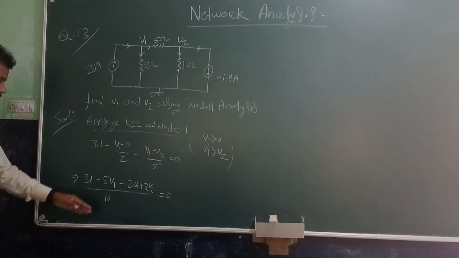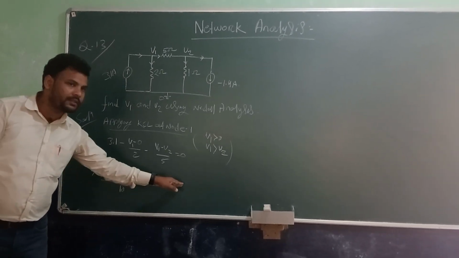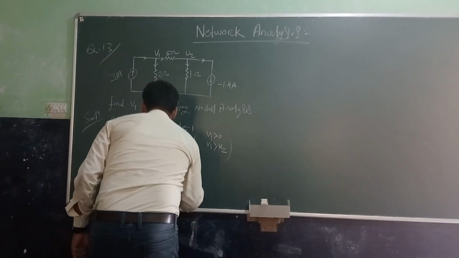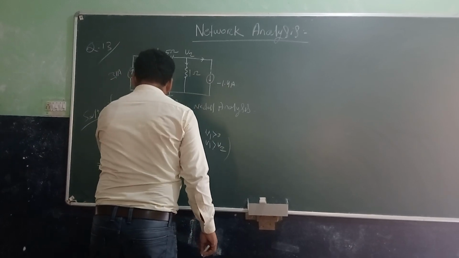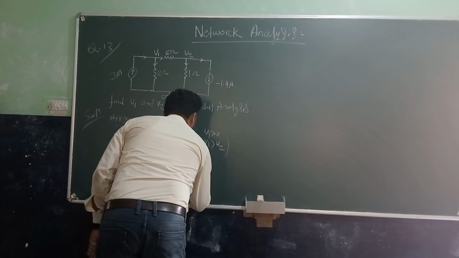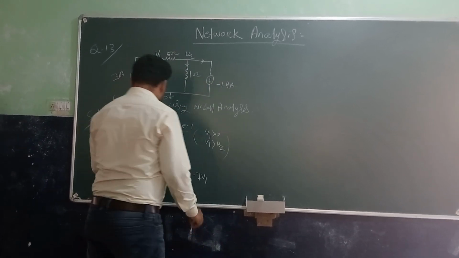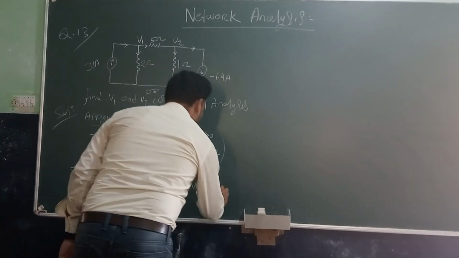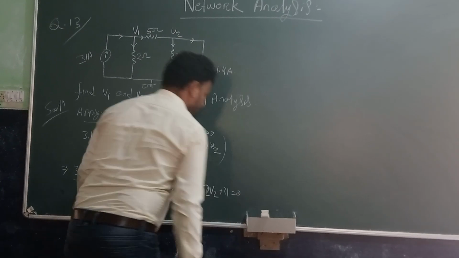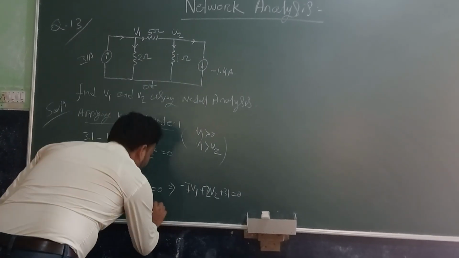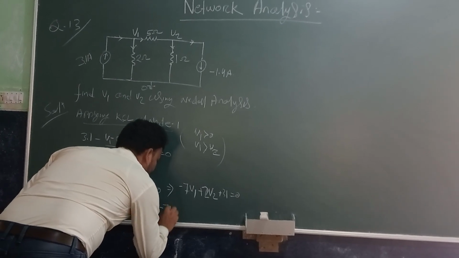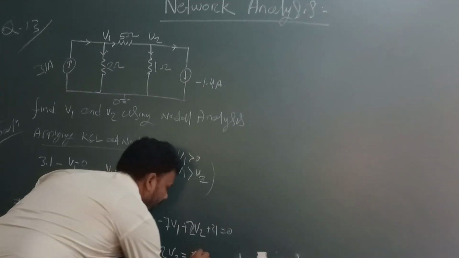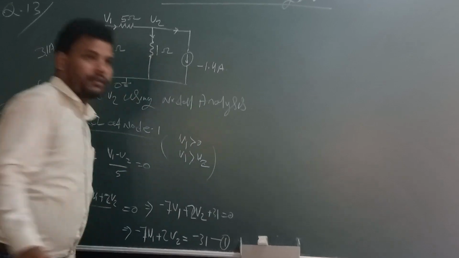Yes or no? If I cross multiply, if I multiply 10 with 0, it will become 0. So simplify this. This is -5 -2, minus 7V1, yes or no? Plus 2V2, yes or no? Plus 31 equals 0. I simply write this as minus 7V1 plus 2V2 equals minus 31, yes or no?